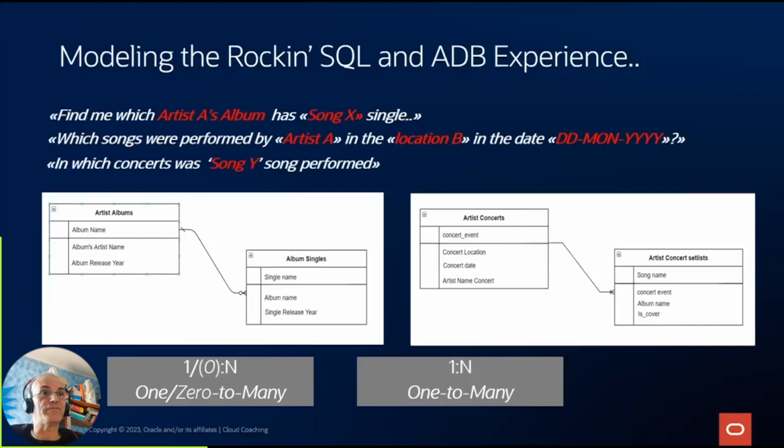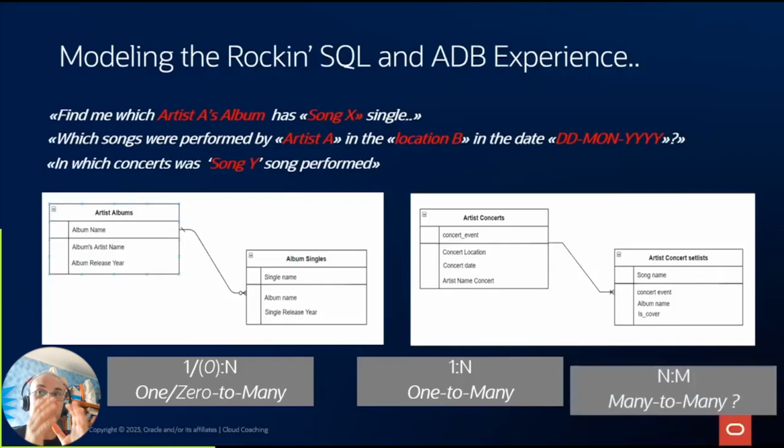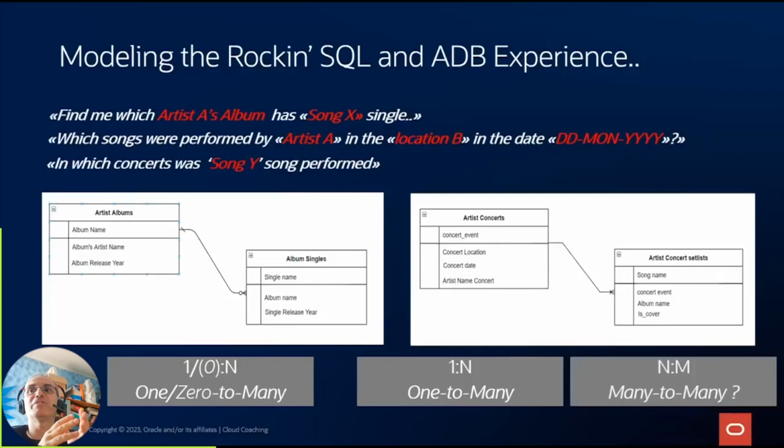However, if the question was, in which concerts was a given song Y performed? For example, in which concerts was the song Foxy Lady performed, or Whole Lotta Love of Led Zeppelin? Here the association seems more like a many-to-many, because of course a given song is performed in multiple concerts, and of course a concert has multiple songs.